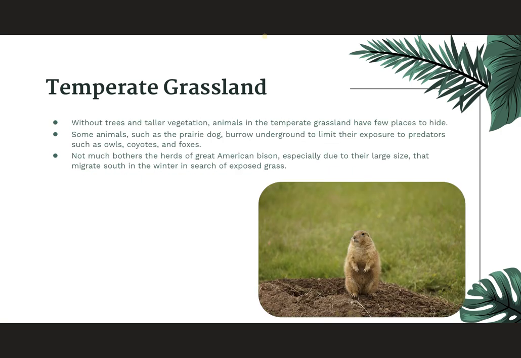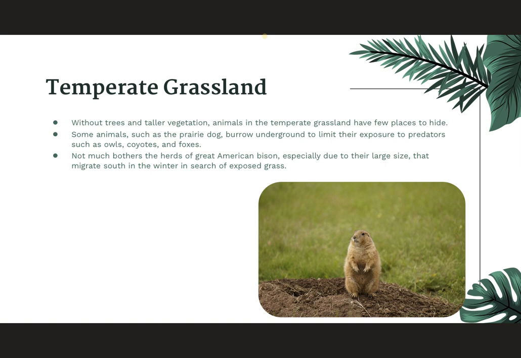Without trees and taller vegetation, animals in the temperate grasslands have fewer places to hide. So to account for this, some animals, such as prairie dogs, burrow underground to limit their exposure to predators. So predators of the prairie dog include things like owls, coyotes, and foxes.